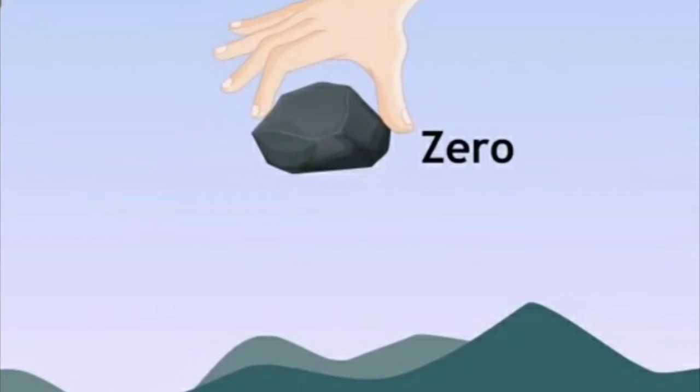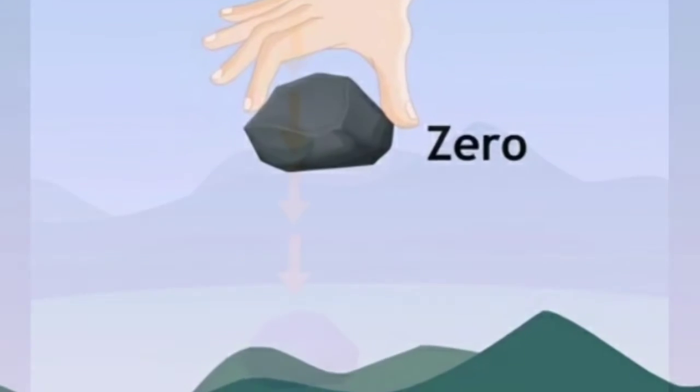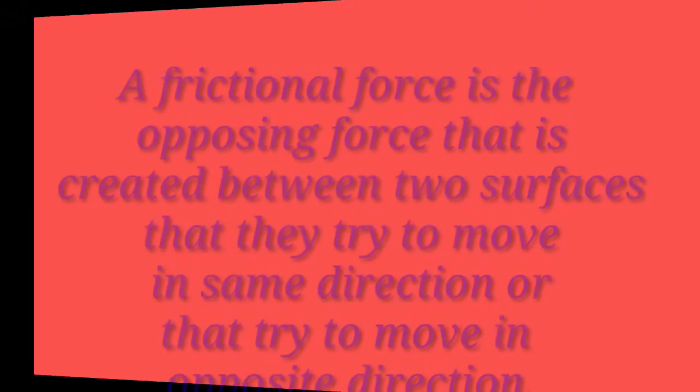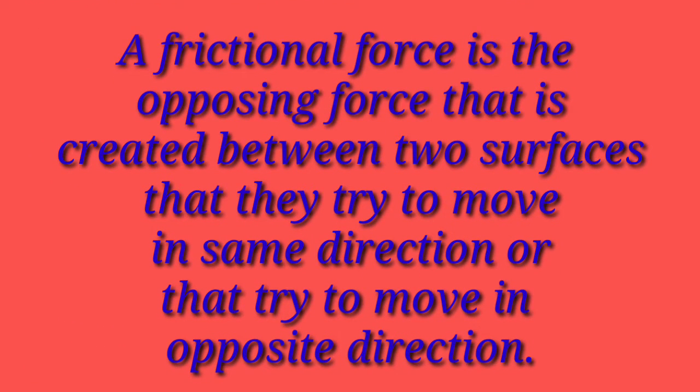Now everybody knows what is acceleration due to gravity, right? We have learnt this in our previous lectures. So during this free fall, the frictional force due to air opposes the motion of the object, and a buoyant force also acts on the object. So what is frictional force? It is the opposing force. Opposing means it does not allow. So frictional force is the opposing force that is created between two surfaces that try to move in the same direction or that try to move in opposite direction.